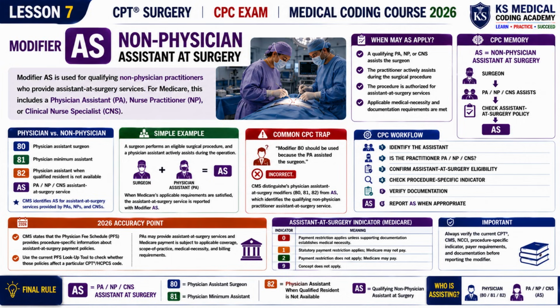Your CPC workflow is: identify the assistant, determine whether the practitioner is a PA, NP, or CNS, confirm assistant at surgery eligibility, check the procedure-specific indicator, verify documentation, report AS when appropriate. Remember, who is assisting? Physician, use 80, 81, or 82. PA, NP, or CNS, use AS. Always verify the current CPT, CMS, NCCI, procedure-specific indicators, payer requirements, and documentation before reporting modifier AS.